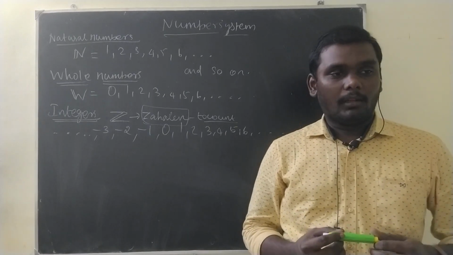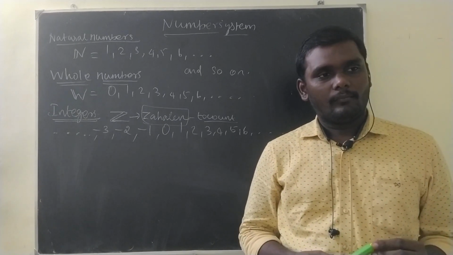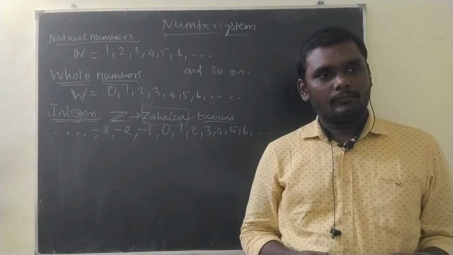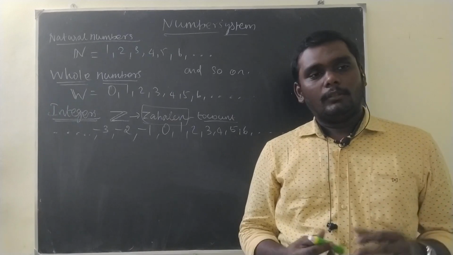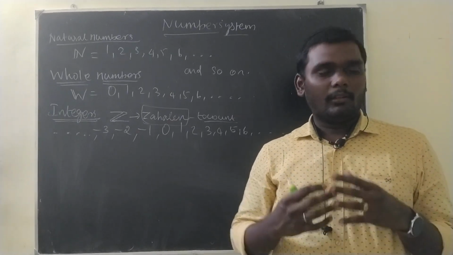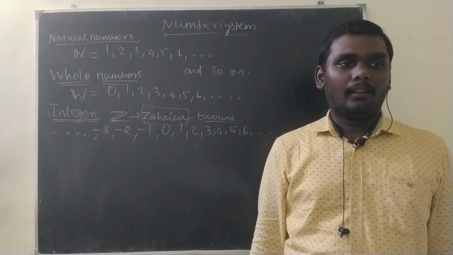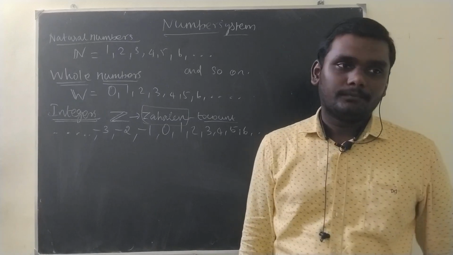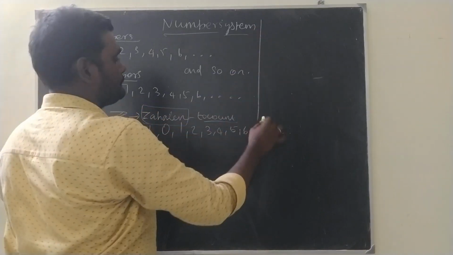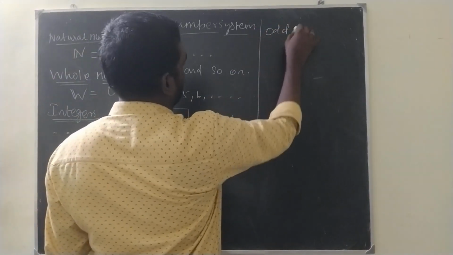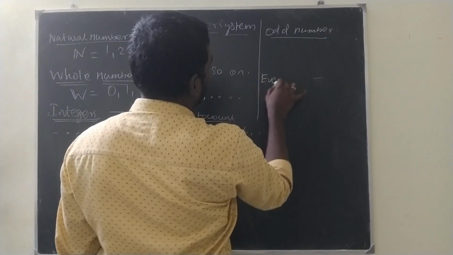Starts with 0 and goes on. Okay. Then integers. Okay. So to predict the next number, we are going to classify these numbers as types. There are several types of numbers as well. We are going to classify these numbers as odd number and even number.